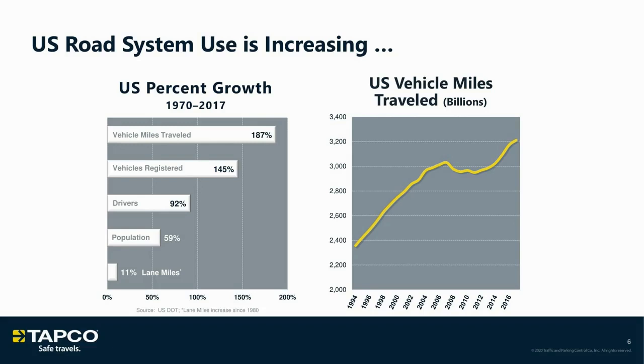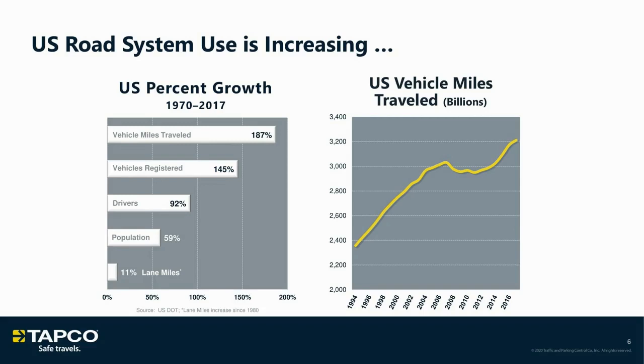You can see by the chart here, I won't get into it too much, but things are exploding. Vehicle miles traveled, the number of vehicles registered, and the number of drivers in about a 47-year span have just, again, exploded. Our population obviously is increasing as well, which adds to that. And you can see at the very bottom, only 11% of lane miles. So we're increasing vehicles, population, and drivers, but we're not adding all that many more roads. So it's getting a little bit more congested as the years go by.